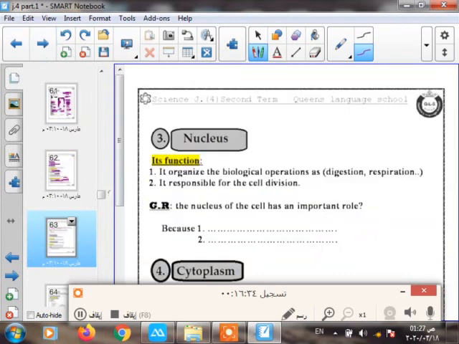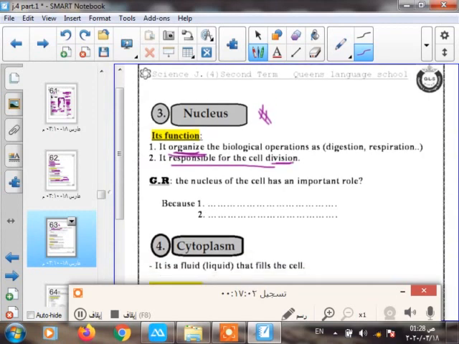And the nucleus has two functions. It's very important. You must know the drawing of this one, each part, what is the drawing, and what is the function. The nucleus organizes all biological operations and is responsible for cell division.